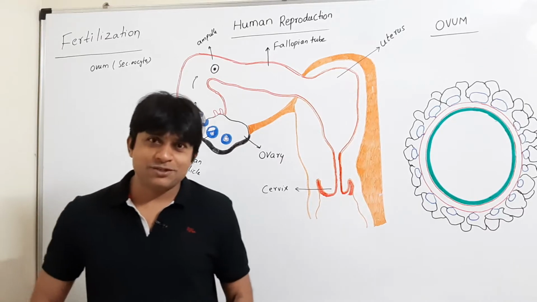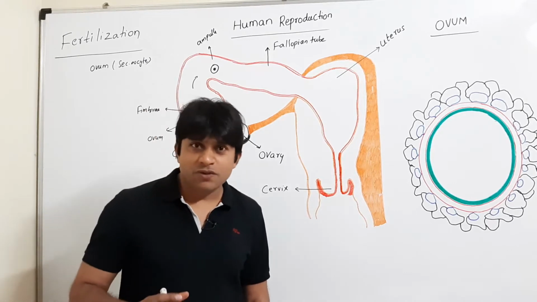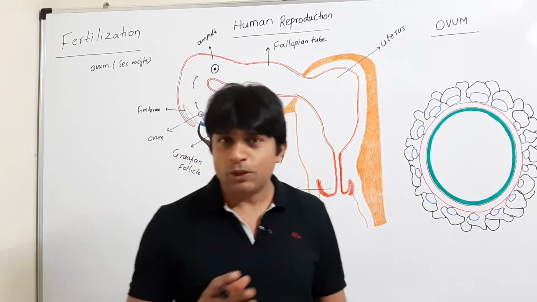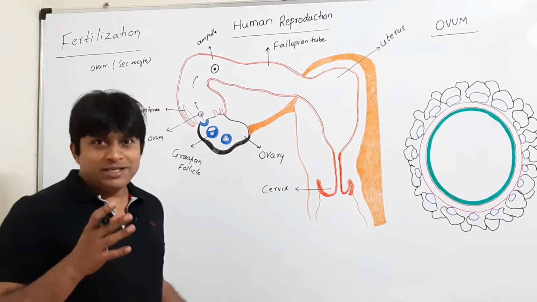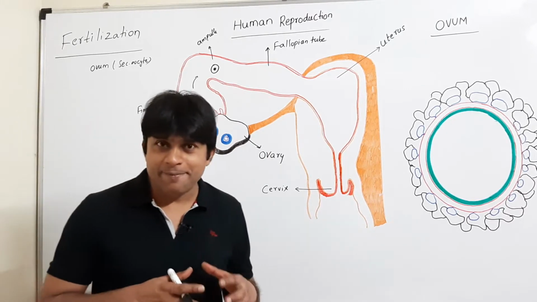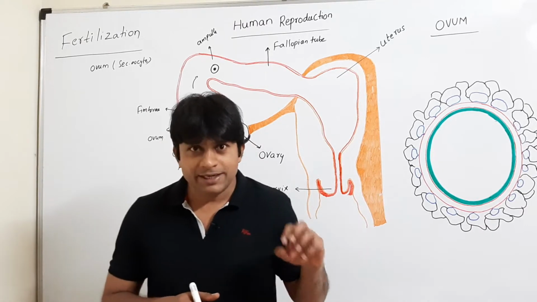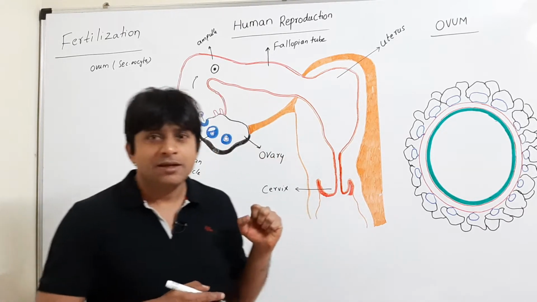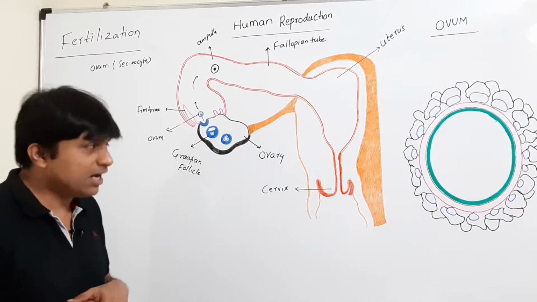Hello everyone, this lecture is about fertilization. The process of fusion of sperm with ovum is called fertilization, right? So how exactly does the fusion of the gametes, the male gamete called sperm and the female gamete called ovum, take place? There are different events. So let us find out what are those events that lead to the process of fertilization.